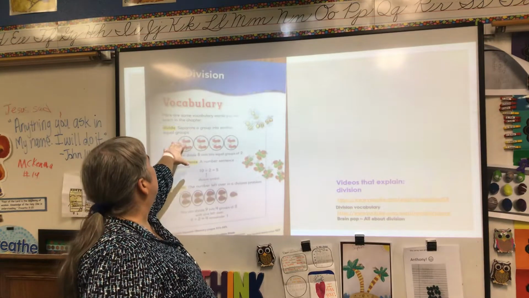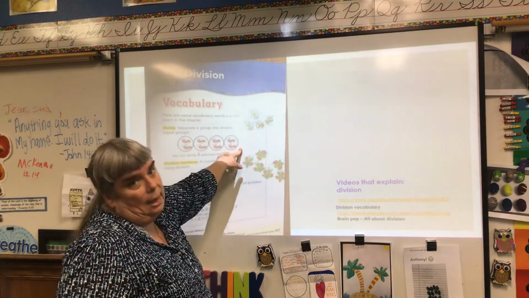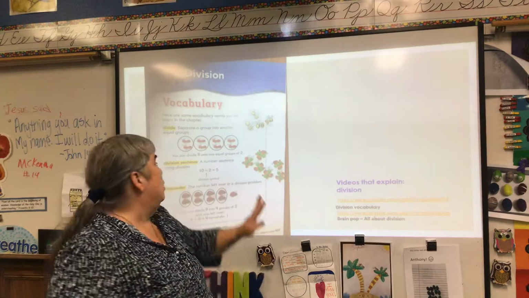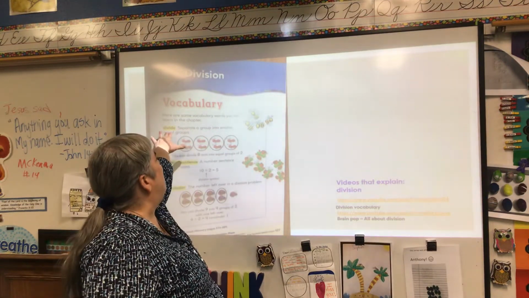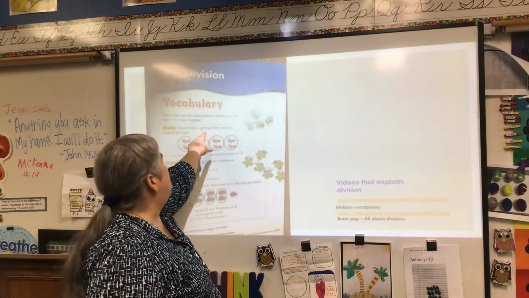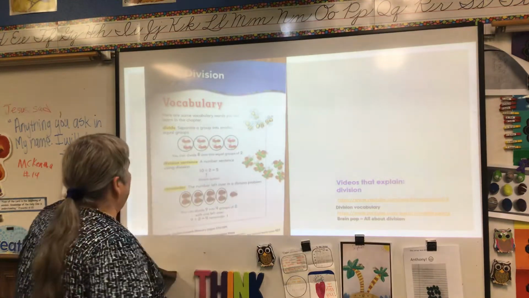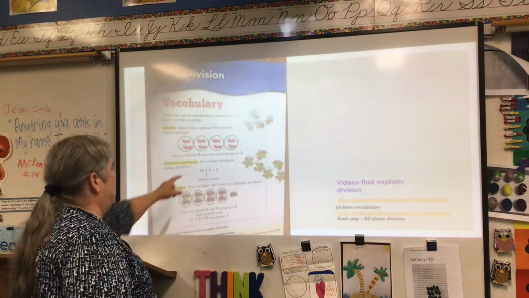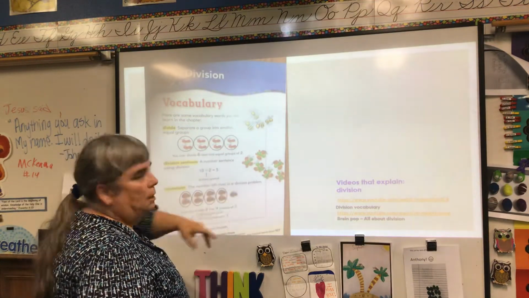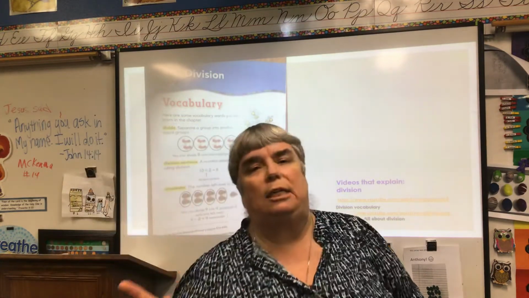So right here is another one. We see 8 ants. And they've taken those 8 ants and they've split them into 4 equal groups. So when you divide, you separate a group or the number 8 into smaller equal groups. So right here, 8 ants, you can divide it into 4 equal groups, and you're going to end up with 2 ants in each group.